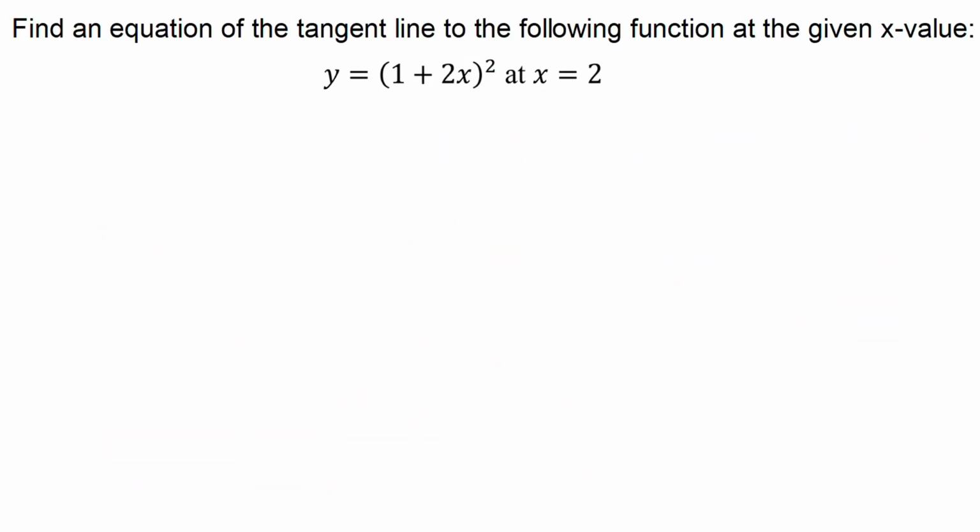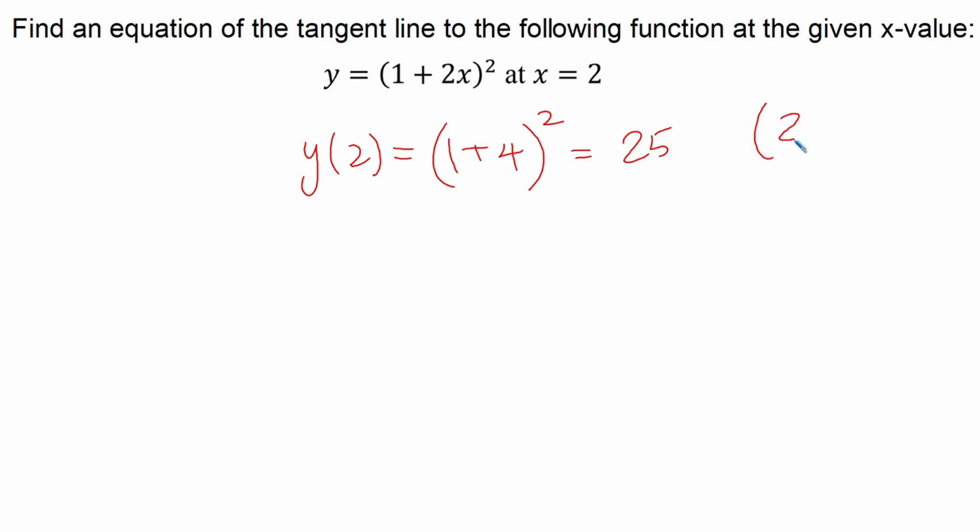For our next one here, we're just going to do again the same thing. We're going to first find what y of 2 is. So we've got y of 2 ought to be 1 plus 2 times 2 is 4. And then we'll square that. So 1 plus 4 is 5. And when we square 5, obviously we'll get 25. So the point we're looking at is the point 2 comma 25.